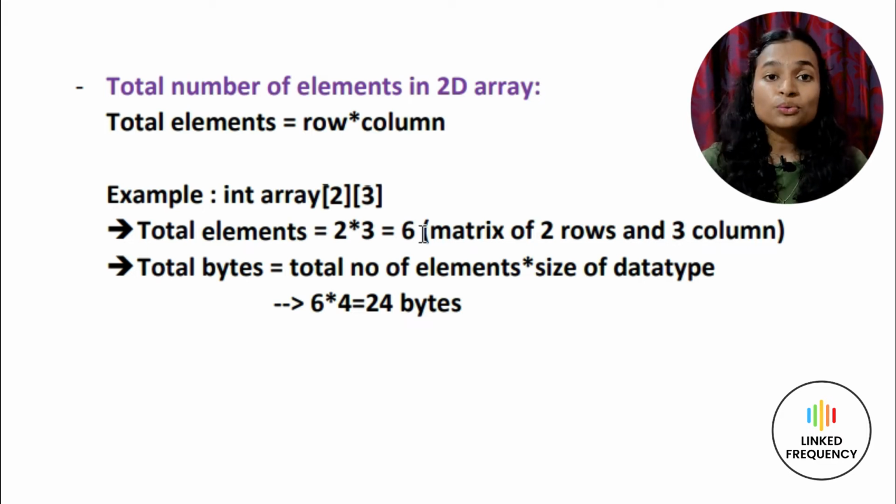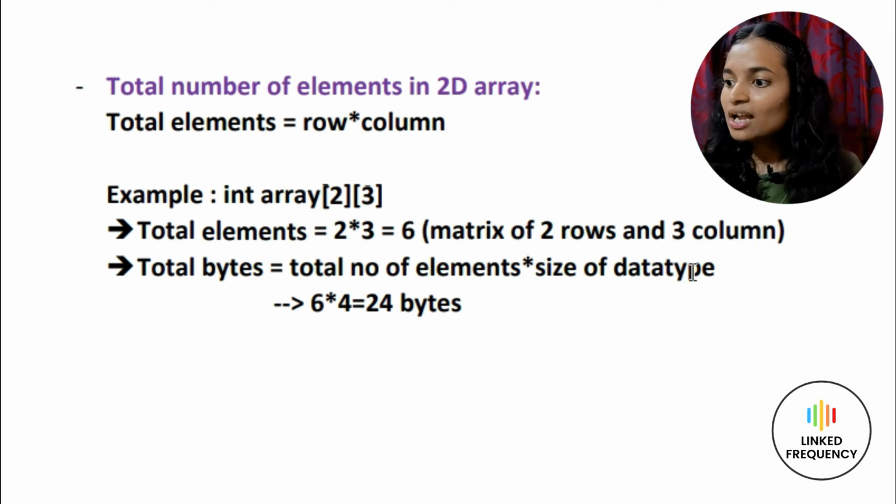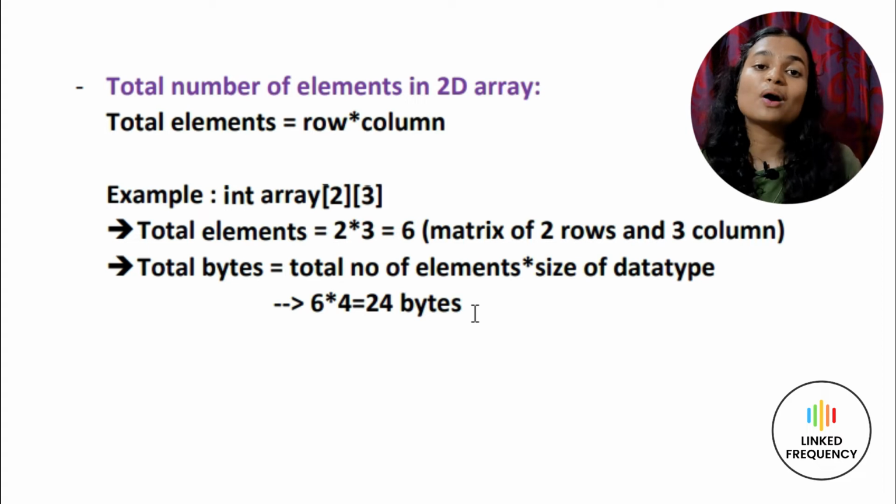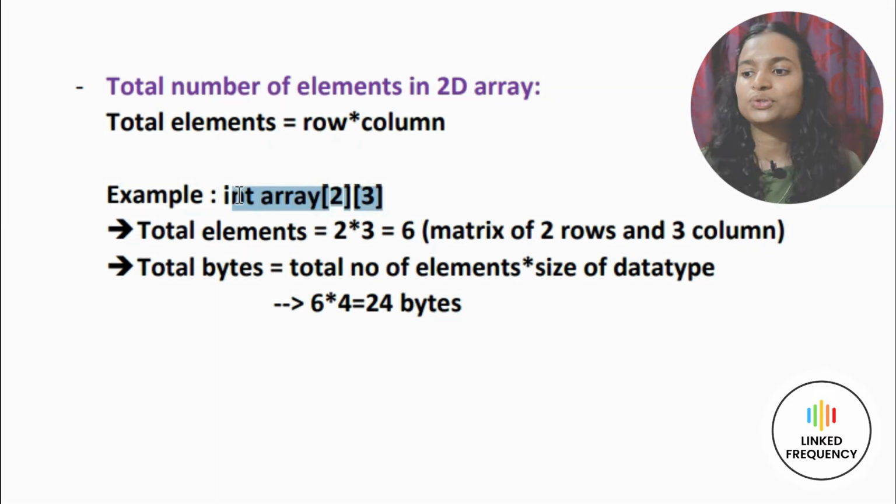Additionally, we can also know the memory consumed by this 2D array. There is a short formula you have to remember, that is total number of elements into the size of data type. The total number of elements we calculated just now is 6, and the size of the data type, since we are using int, is 4. Overall you can do 6 into 4, that is 24 bytes. So 24 bytes of memory is required for this particular example of a 2D array.